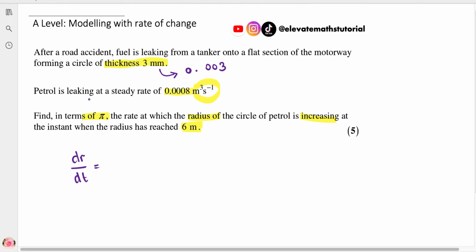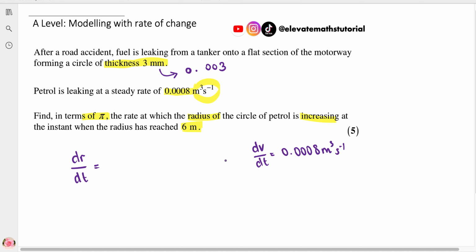And what's given to us here is petrol is leaking at a rate of 0.0008. So that's our volume that's changing at a rate of that. So dV over dt is the volume of petrol here. So it's forming a sort of a circle, but if it has a thickness, it's a bit like a cylinder. So dV over dt is given to us as 0.0008 meter cubed per second.